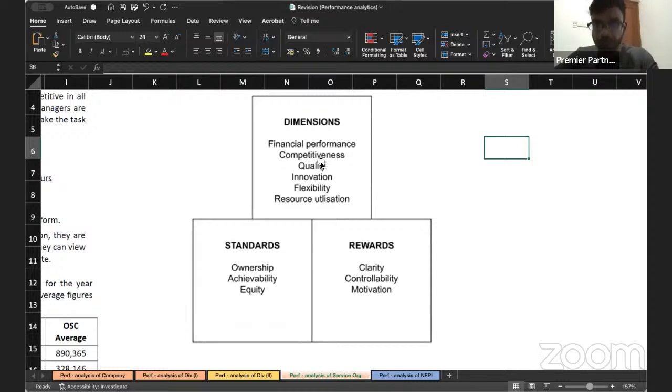Are we clear? For each of these dimensions, you have to have metrics. Metrics are your performance indicators. If financial performance is measured through, let's say, gross profit margin, and you calculate the gross profit margin for the last 5 years and realize that it has been coming down, financial performance is bad.